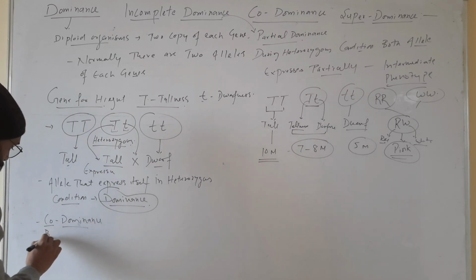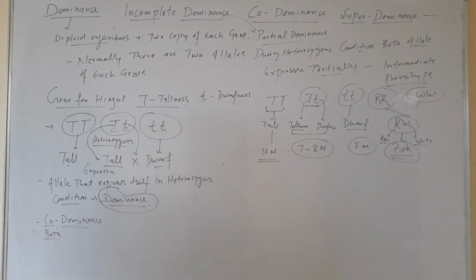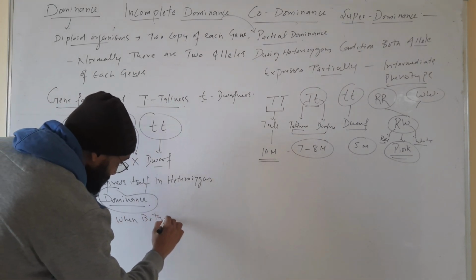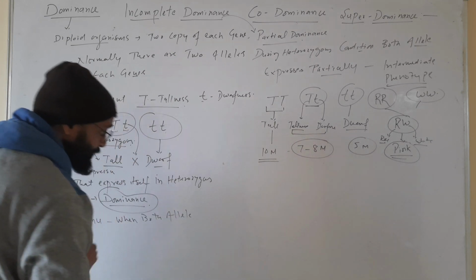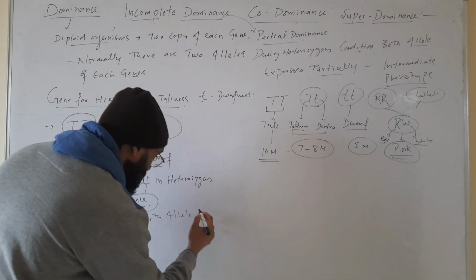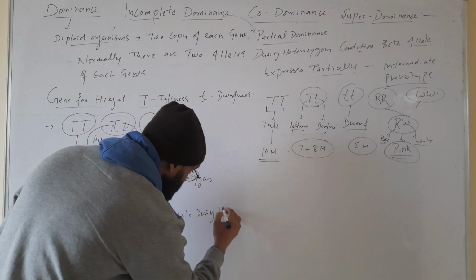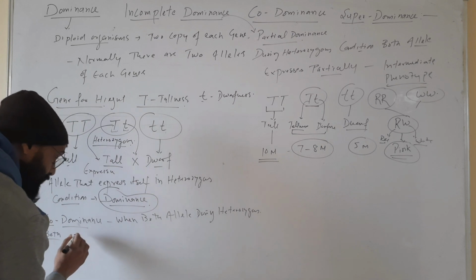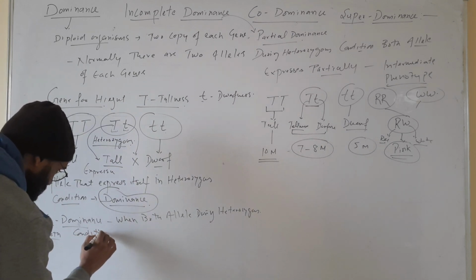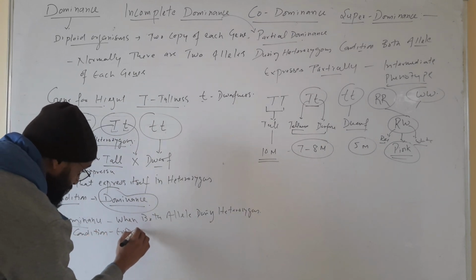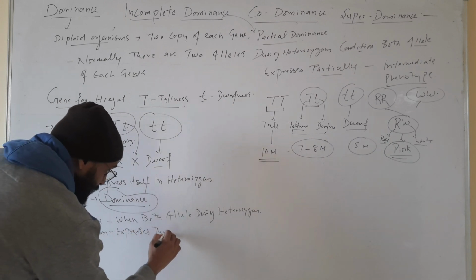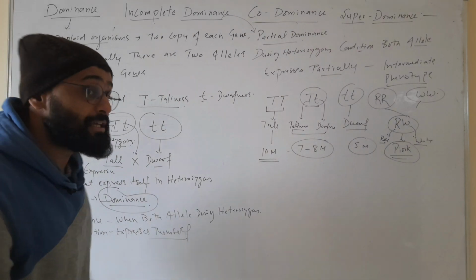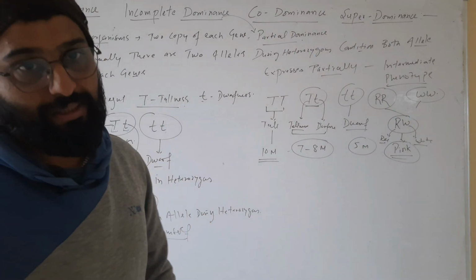Now coming to codominance. Co means both. When both alleles during heterozygous condition express themselves, then it is called codominance. In that case, both alleles will express themselves.